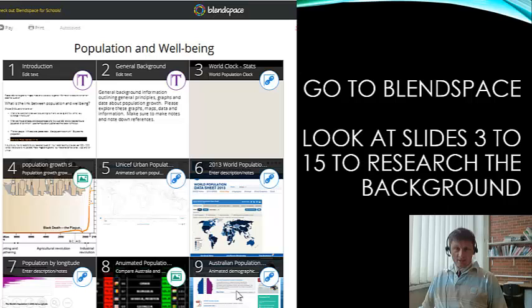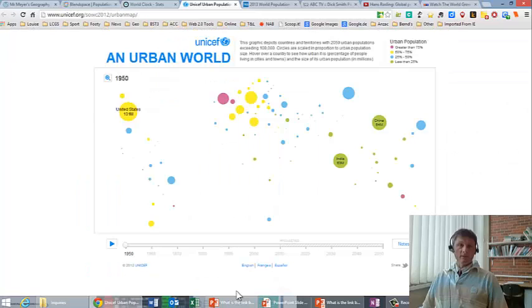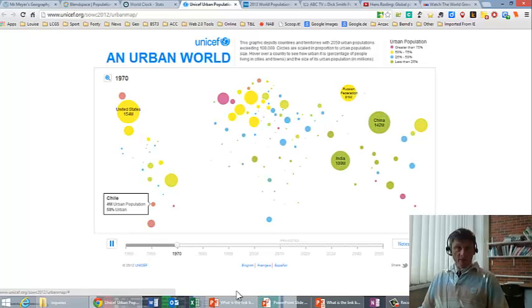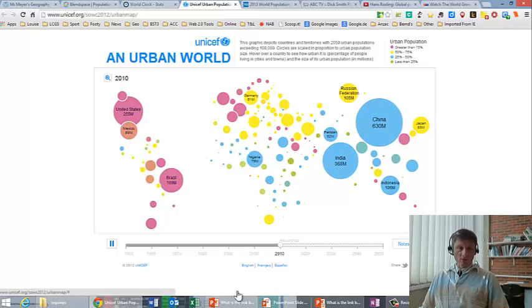Another one is this urban population link that I think is quite useful. So when you press on 5, I've already got it up, you get this, and when you play the animation you can see that the incidence of urbanisation is increasing throughout the world by watching all these places grow. And that's quite a striking thing to look at.